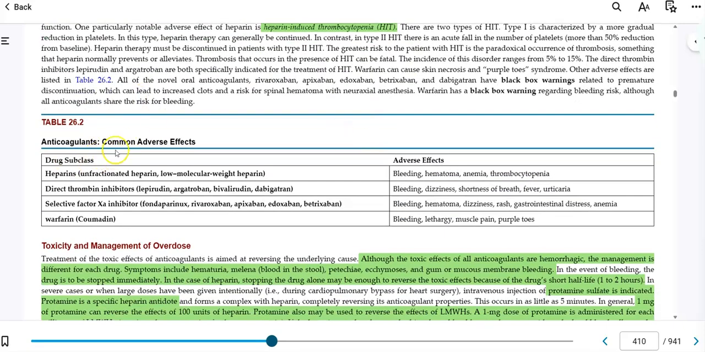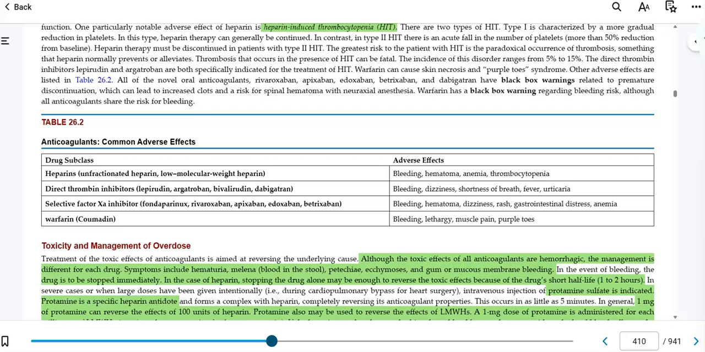Good table right here, 26.2, that shows you a lot of the adverse effects. Notice the first one on all of them is bleeding, and then you'll see hematoma comes up shortly on the second one. Although the toxic effect of all our anticoagulants is hemorrhagic, meaning too much bleeding, the management is different for each of the drugs.